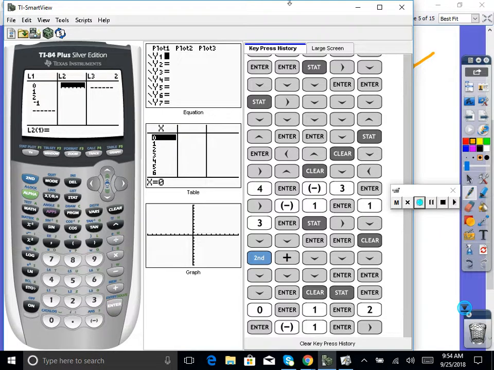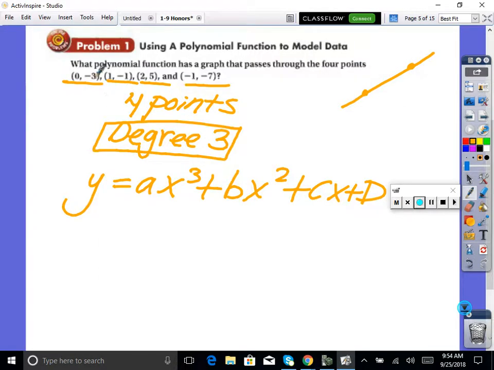Now go over to list 2. You've got to type in the y values that correspond to those x values. So in that same order: -3, -1, 5, -7.